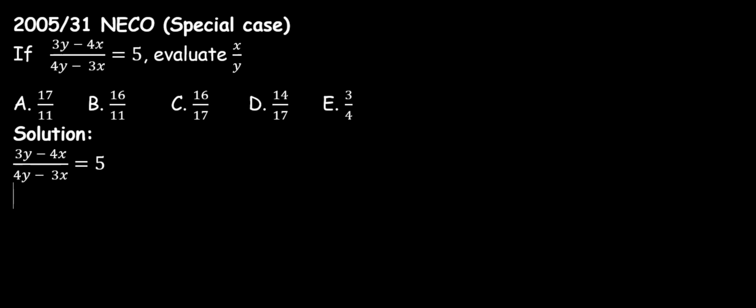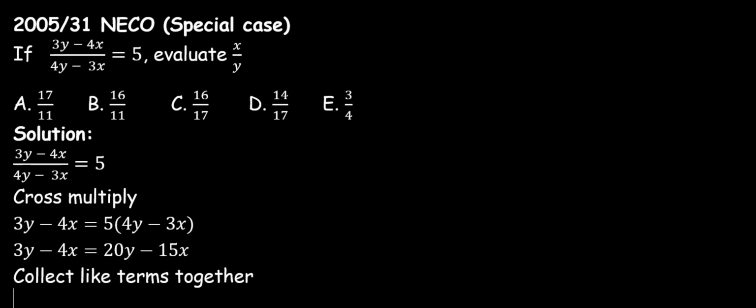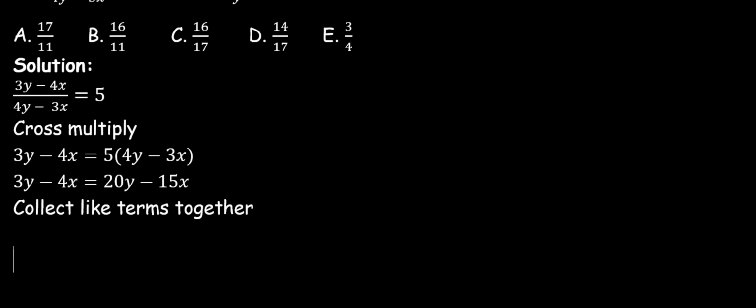Next, we cross multiply. We have 3y minus 4x equals 5 into 4y minus 3x, bracket open and close. Next, we open up the bracket. At the right hand side, we have 3y minus 4x equals 20y minus 15x. Then we now collect like terms together. The x will go together, the y will go together. So we have 15x minus 4x equals 20y minus 3y. And the result will be 11x equals 17y.